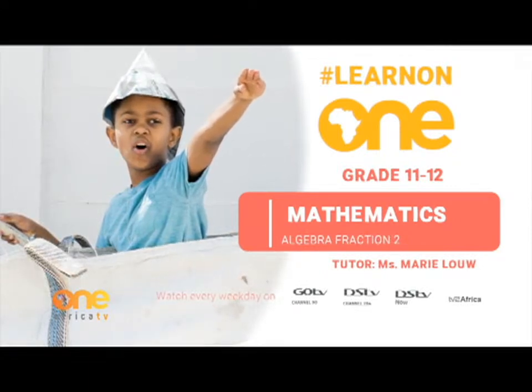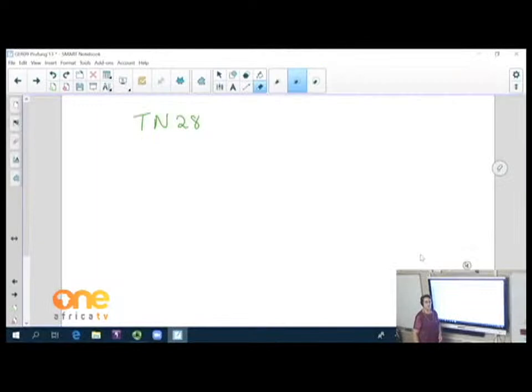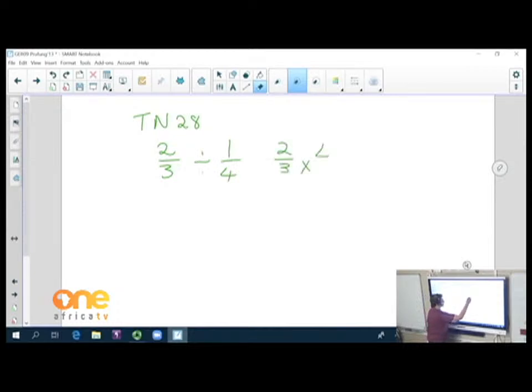Good morning, grade 10s. We have our second lesson on factorization and fractions. And today we're looking specifically when we divide. Now you will remember if you have a fraction like this and we say divide by 1/4, then we multiply it with a reciprocal. You multiply with a reciprocal. And we're going to do exactly the same now here.